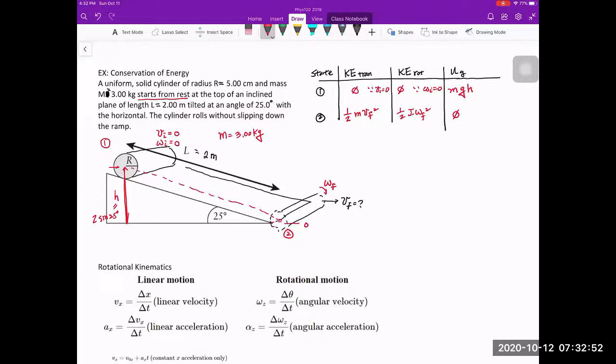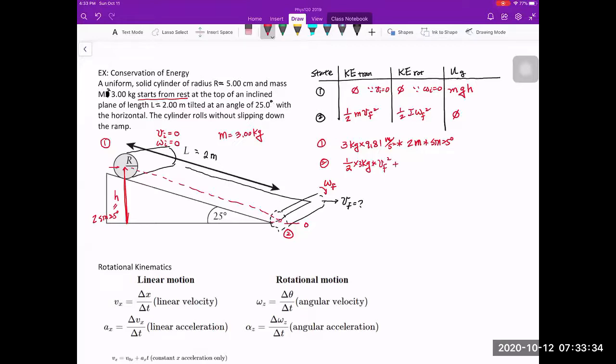So I can simply write m, 3 kilograms, times 9.81 meters per second squared, times the h. How do we know the h? The h is 2 meters times sine 25 degrees. So that will be my potential energy for state 1. What about state 2? For state 2, I have 1/2 m, 3 kilograms, times v sub f squared. What is v sub f? I don't know. This is something we try to find out.